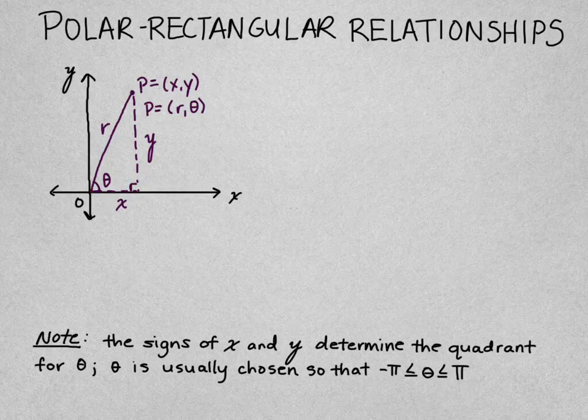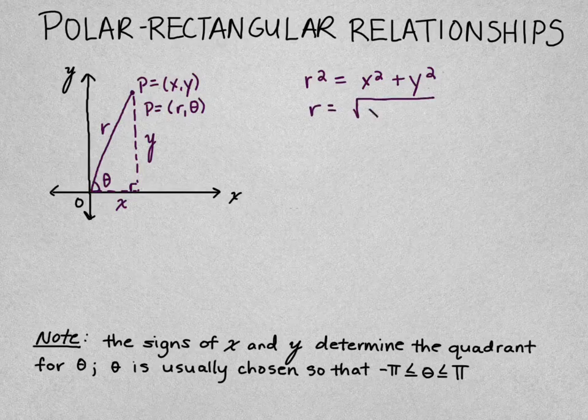So what do we see? The first is that if we use the Pythagorean theorem, we get that r squared is equal to x squared plus y squared. And then what else do we see? That's going to tell us that r is equal to the square root of x squared plus y squared. So if we were given something in rectangular coordinates, we could determine r just by knowing the points x and y.